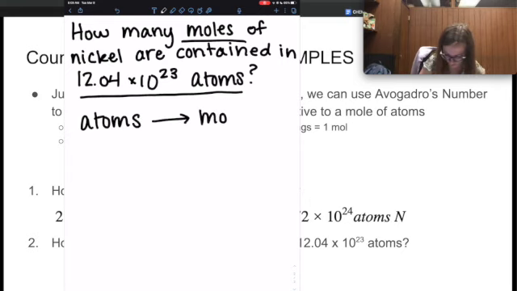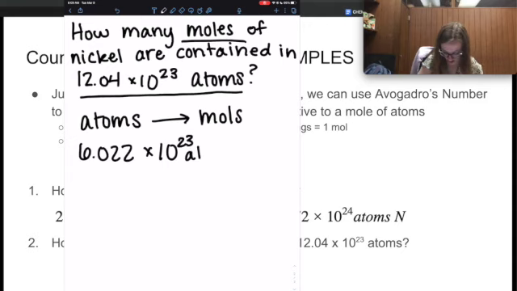to moles. And there is a relationship, of course, we have between moles and any individual number of things, which is Avogadro's number, our bestie Avogadro. 6.022 times 10 to the 23rd atoms is 1 mole of atoms. Okay? So now that I know this, and I'm trying to go from atoms to moles, let me go ahead and set up my problem.